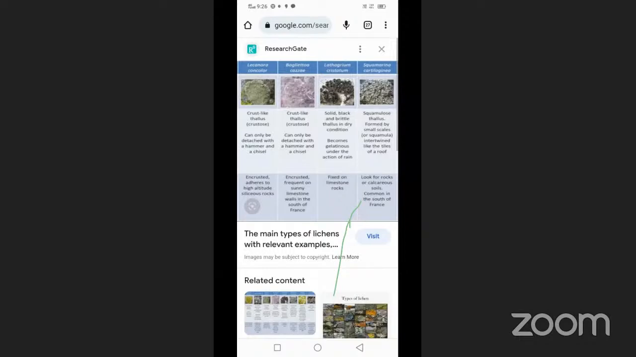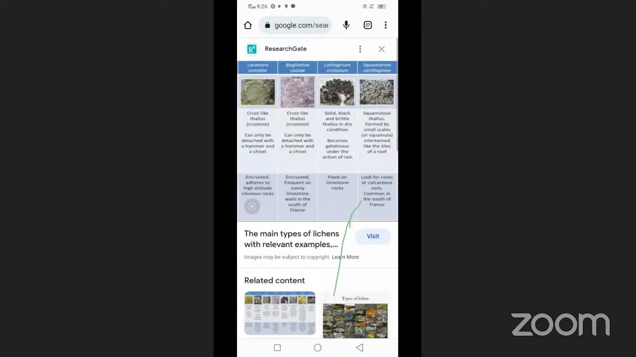Next, Corticolous lichens. This type of lichen grows on tree trunks. Examples are Parmelia and Usnea. Next, Lignicolous lichens, which grow on wood. An example is Cyphelium calicium.